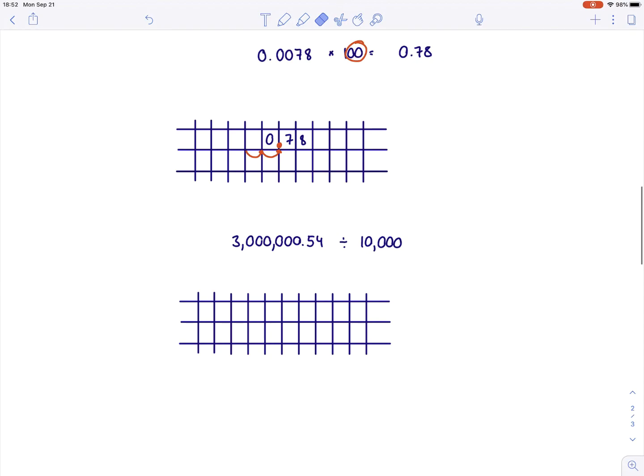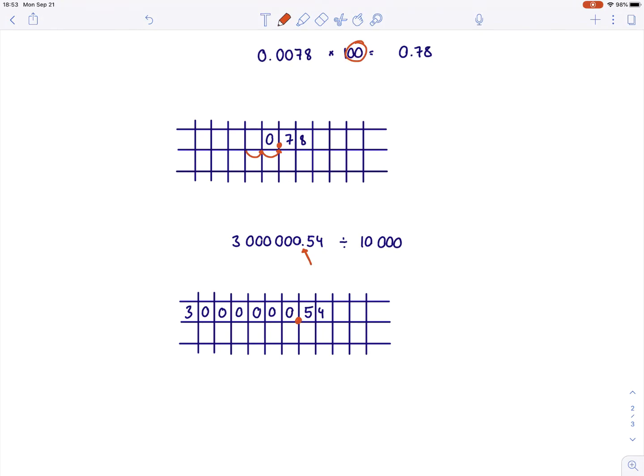So next, we have here 3,000,000.54 divided by 10,000. And now again, focus on the decimal point. You don't need to even use these commas. These commas are just good to read the number. So let's put this in our grid. Now we're going to do 3,000,000.54 divided by 10,000.